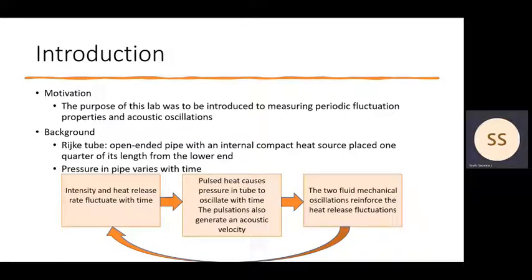By heating the tube at 1/4 of its length from the bottom, combustion intensity and the heat release rate will fluctuate with time. These fluctuations cause pressure and acoustic oscillations within the tube, which in turn reinforce the heat release fluctuations, creating a cycle. Sound generated by the tube comes from a standing wave whose wavelength is almost twice the length of the tube. In this case, the tube is 6 feet, so the wavelength is 12 feet.